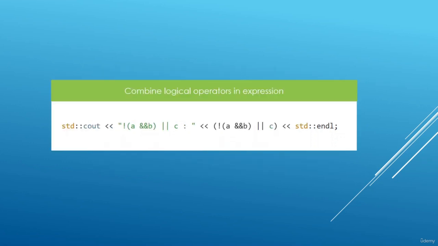Another thing you can do is combine these logical operators. So we can do something like A and B and OR that with a C. And you should notice that we are wrapping our expressions here in parentheses so that we don't have the same problem we experienced and explained in the last lecture.